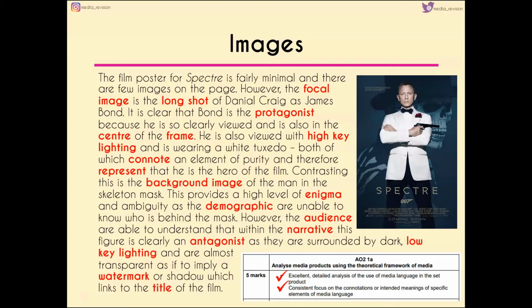He's also viewed with high key lighting and is wearing a white tuxedo, both of which connote an element of purity and therefore represent that he is the hero of the film. Contrasting this is the background image of the man in the skeleton mask. This provides a high level of enigma and ambiguity as the demographic are unable to know who is behind the mask. However, the audience are able to understand that within the narrative, this figure is clearly an antagonist as they are surrounded by dark, low-key lighting and are almost transparent as if to imply a watermark or shadow which links to the title of the film.